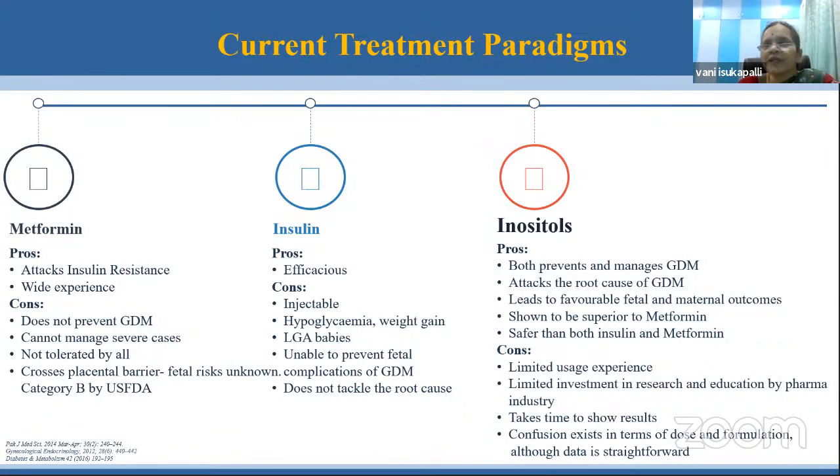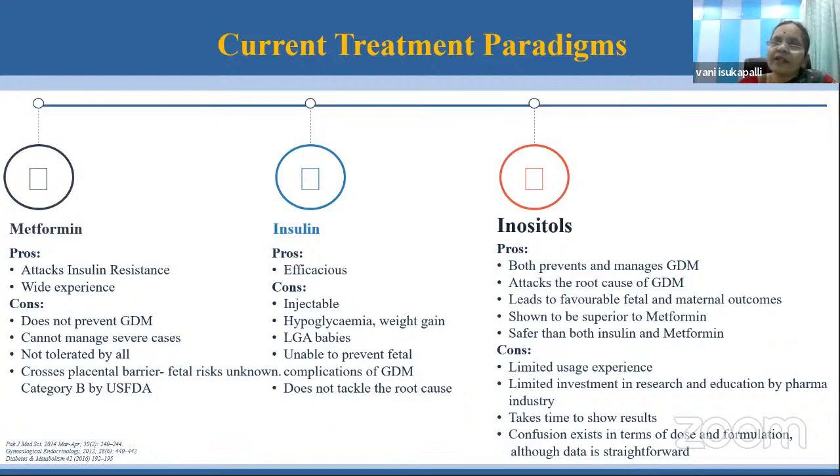If you consider insulin, it is highly efficacious, but with the disadvantage that it is in an injectable form. She has to take multiple injections. Hypoglycemias are common. Macrosomia is more common with insulin-treated antenatal women. Unable to prevent fetal complications like macrosomia. And it doesn't tackle the root cause. So those are the disadvantages with insulin.